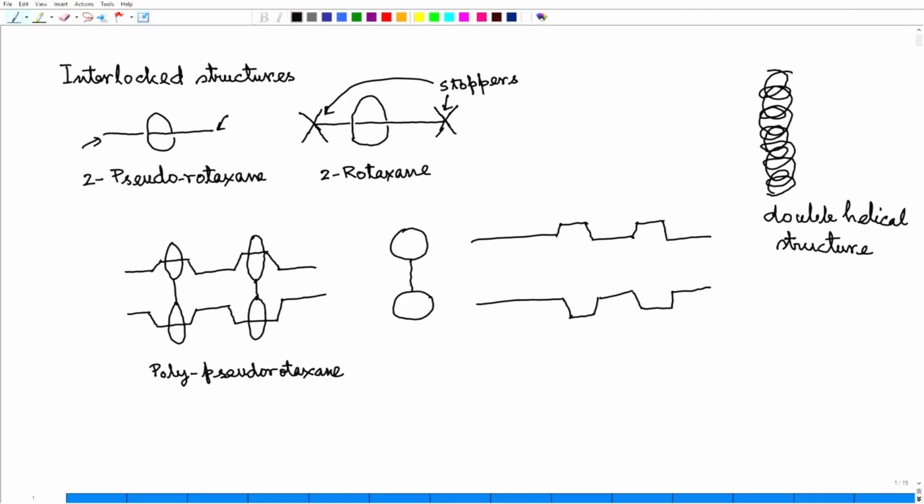And here you can have metals, metal helicates. Those kinds of structures are difficult to draw, but they exist, and I will try to give some photographs in my notes, so that you can have a better understanding of double helical and triple helical structures. Okay, now, let us see how we can synthesize pseudorotaxane.